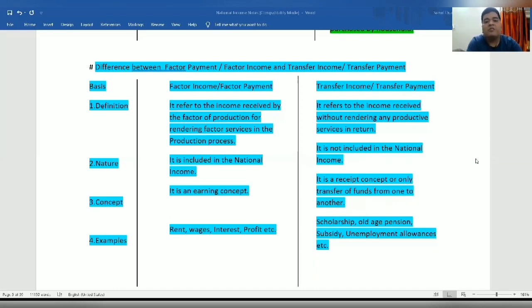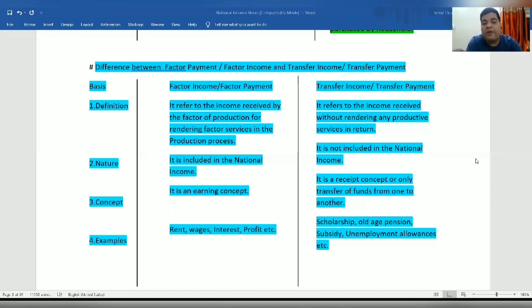So scholarship, old age pension, subsidy, unemployment allowance, pocket money, gifts and grants, these are all called the transfer income or the transfer payment. It is not included in the national income.